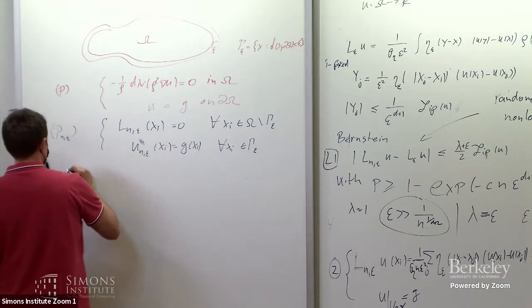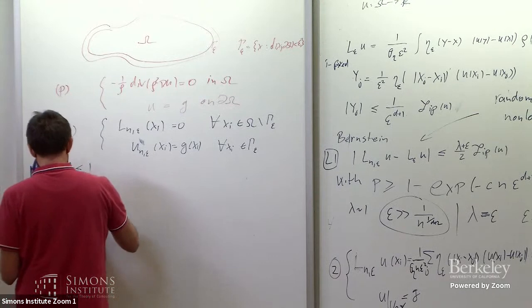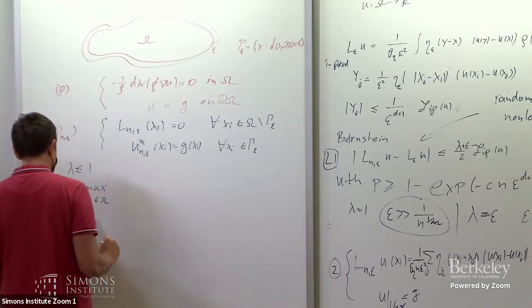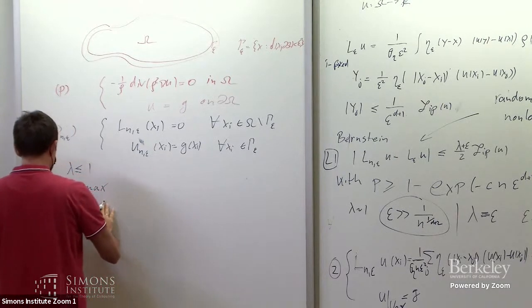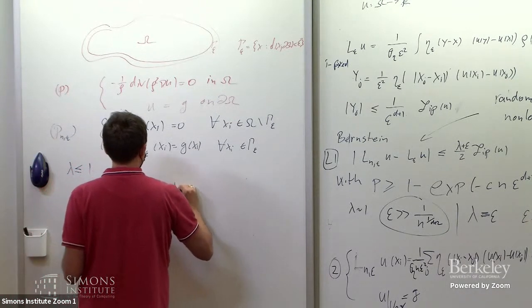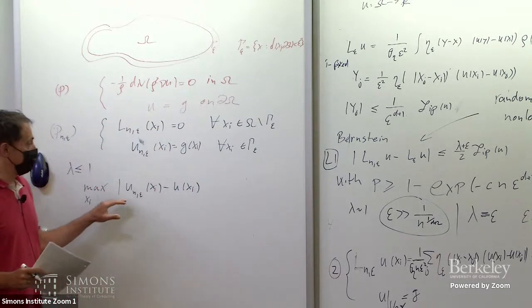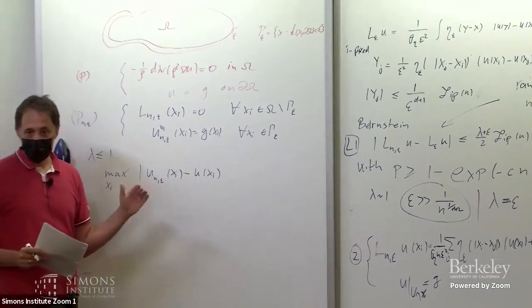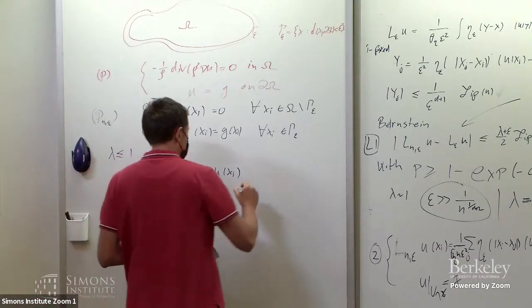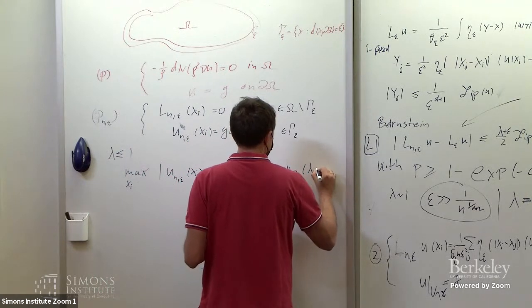Let me write somehow the full statement. So let's consider lambda to be less than or equal to 1. Then we have that the maximum over all of the xi's in the sample of u epsilon of xi minus u of xi, where u is now the solution of the equation, is less than or equal to... So this is very different from the setting that we had for the pointwise estimate, because I have two distinct problems. I solve each of them separately, and now I compare the two.